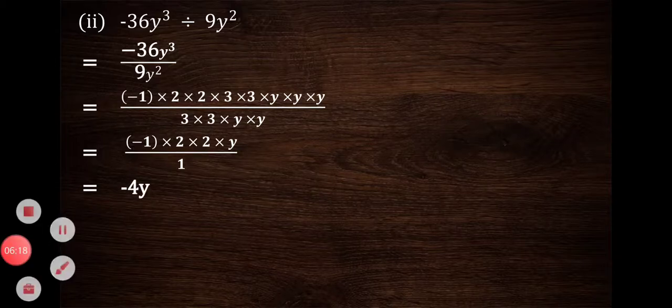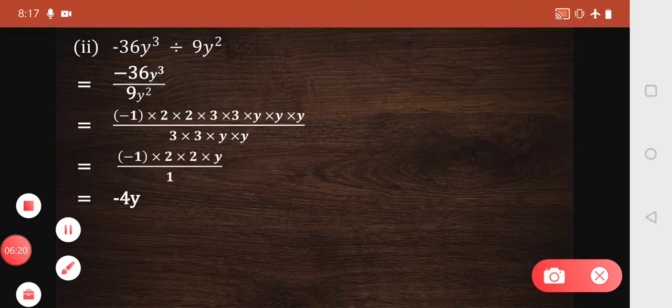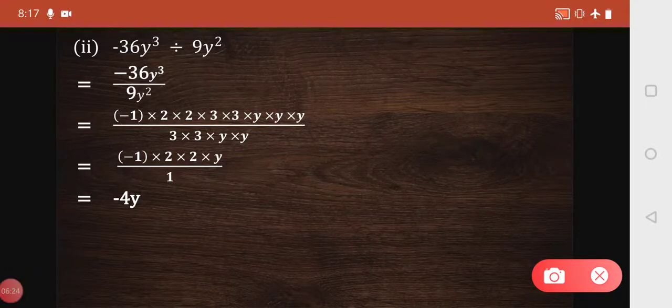The denominator 1 we don't write, and minus 1 into 2, that is minus 2, minus 2 into 2, that is minus 4, and minus 4 into y, that is minus 4y. So we get minus 4y by multiplying all these factors in the numerator.